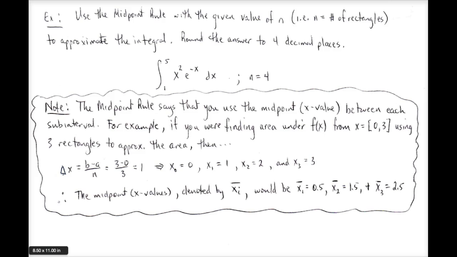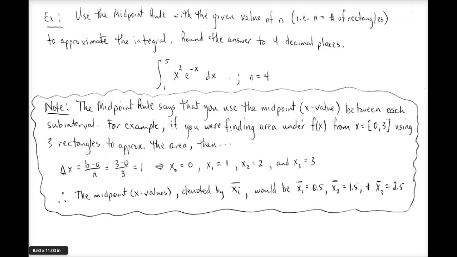All right, so in this next example, we want to use the midpoint rule with the given value of n, which is the number of rectangles or sub-intervals that we want to use to approximate the definite integral, or the area under the curve, from x equals 1 to x equals 5. And we want to round our answer to 4 decimal places.